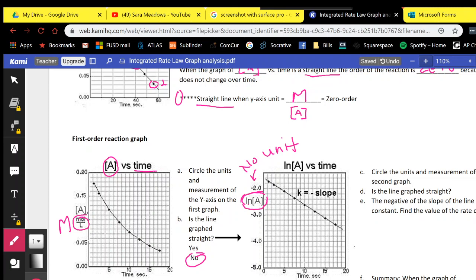So is this straight? Yes, we get a straight line here. The negative of the slope of the line represents the rate constant. Find the value of our rate constant. So we're going to pick 2 points again and find our rate constant.